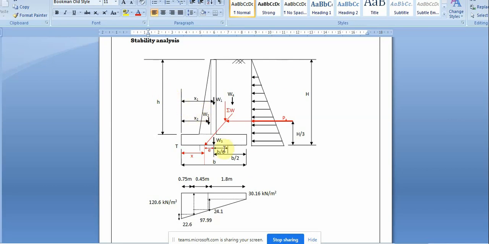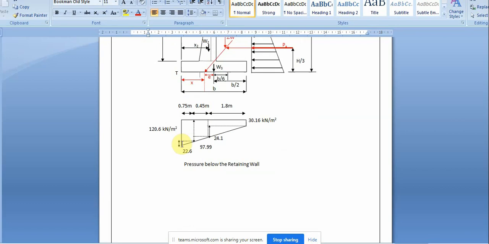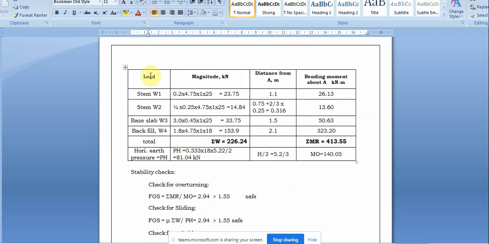For stability, we can see the diagram here: a cantilever slab, vertical slab, slant slab, backfill. So W1, W2, W3, W4. We are taking the moment of all these components about the toe end here. So how it acts, the moment you can see here. We have made a table for this, that is load, force, distance from the toe end, moment at the toe point.